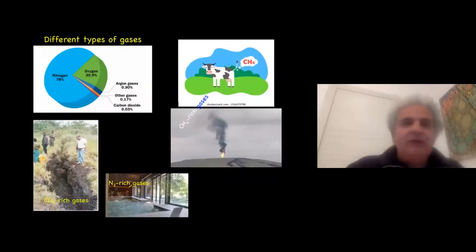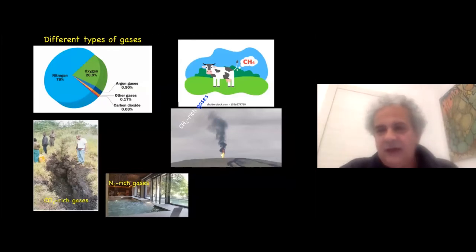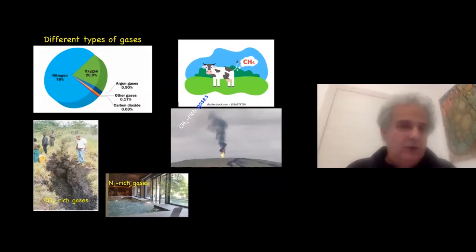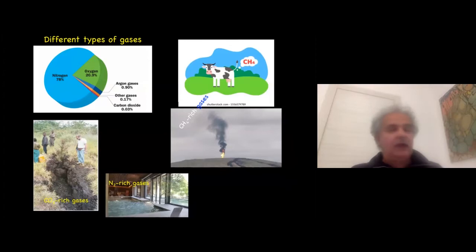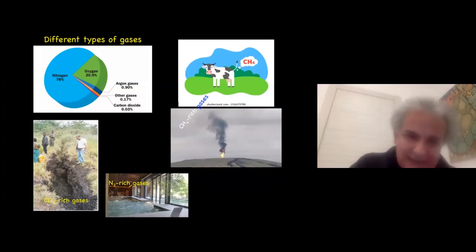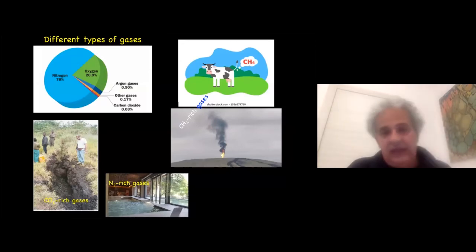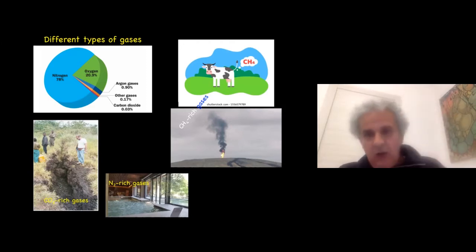So first of all, we start with the gases. As you know, we have different kinds of gases. We have our atmosphere, with a lot of nitrogen, a lot of oxygen, some argon and other gases, and very little carbon dioxide. This means that when we are doing the sampling, we must avoid any contamination by our atmosphere.